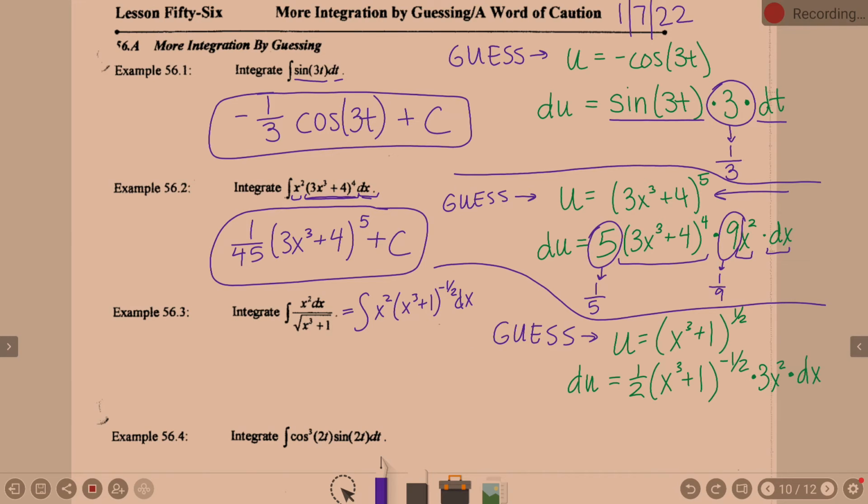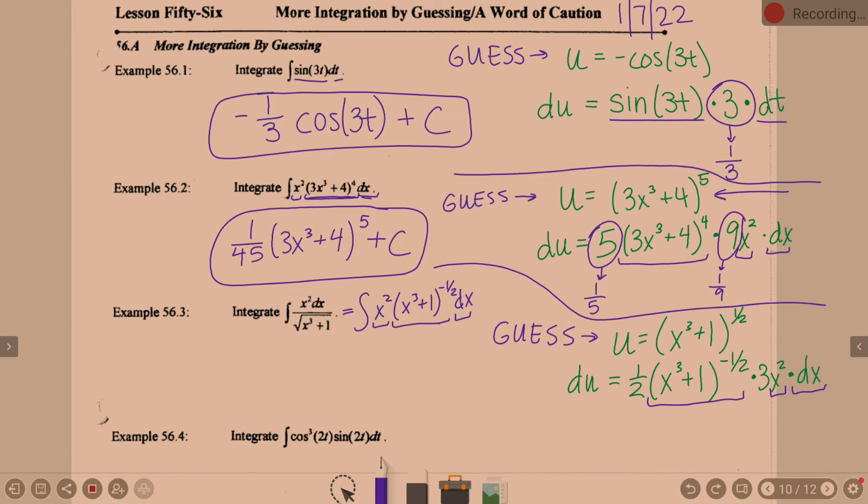Not all of it. Of course not. None of it does. Okay, so this is where I go back and look. X cubed plus 1 to the negative 1/2 dx, x squared. Okay, what do we need to compensate for?